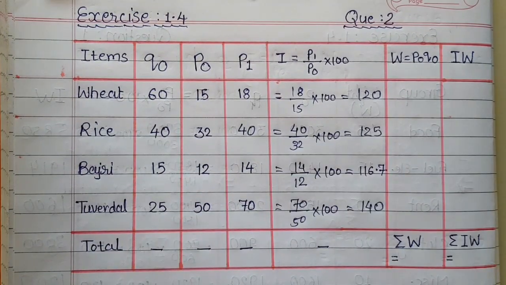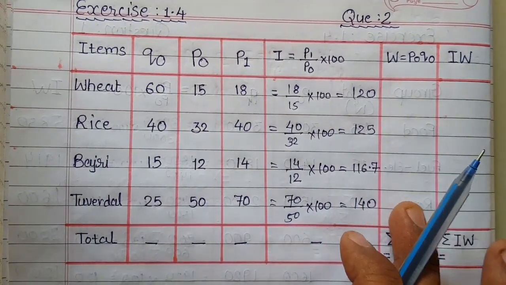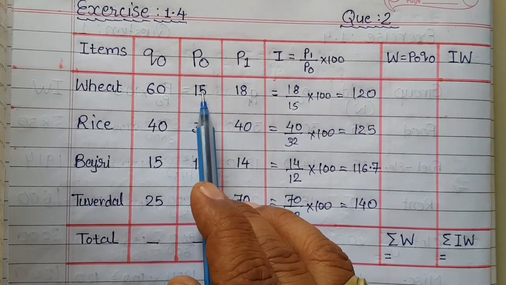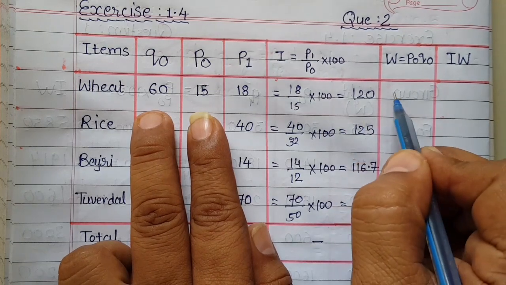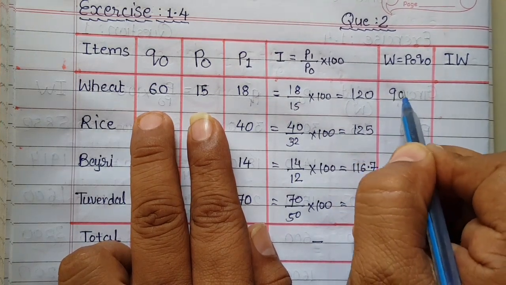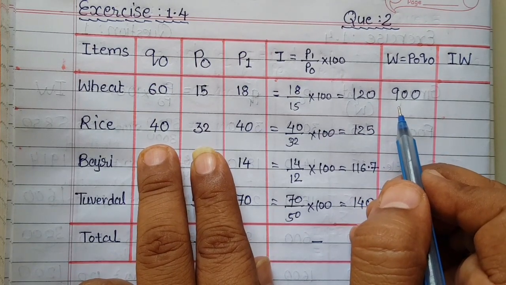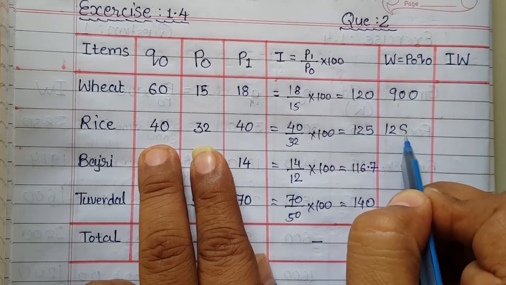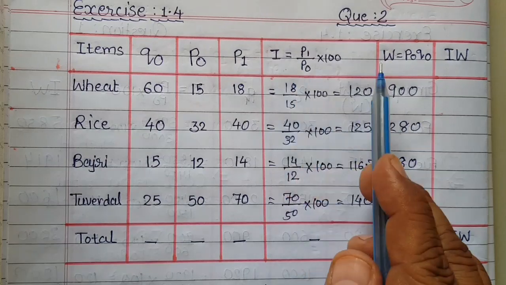In the next column, we need W. W means weight. And the formula of weight we have already discussed. It is P0 multiplied by Q0. So P0 into Q0, 15 into 60, that is 900. Then 40 into 32, that is 1280. So we got I and W.